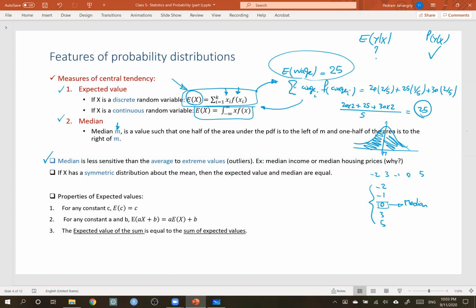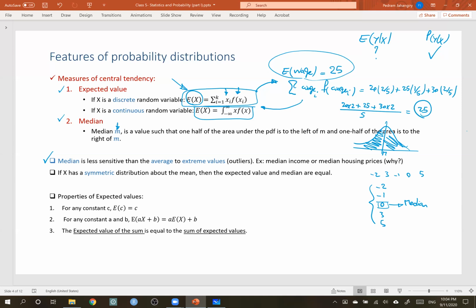And when it comes to wages, when it comes to housing prices, there are some multi-billion dollar properties, some multi-millionaire people that are going to skew the distribution. Okay, we're going to talk about the skewness in a minute. But it means that the mean, the average, is not reliable anymore. So you have to look at the median for the central tendency of the data set, right?